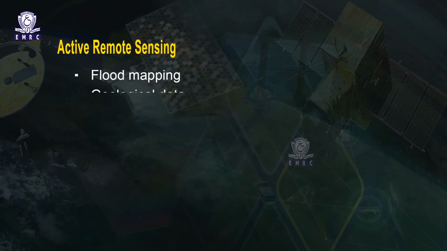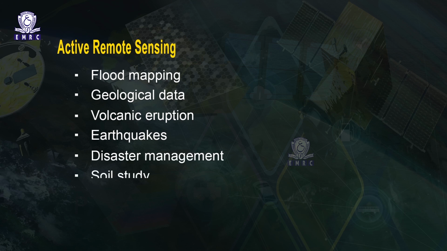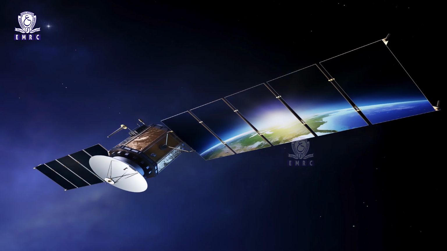Active remote sensing is helpful in flood mapping, geological data, volcanic eruption, earthquakes, disaster management, soil study and mapping of minerals. Active remote sensing can generate large quantities of data from various sources, generating a detailed interpretation of the Earth's surface. Active remote sensing revolves around near polar orbits and has high accuracy in both lateral and longitudinal direction.